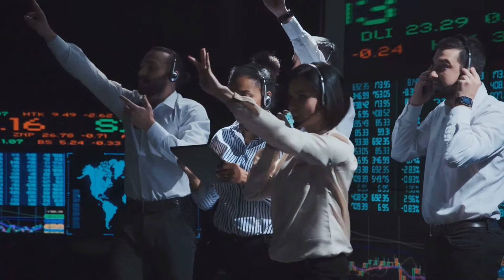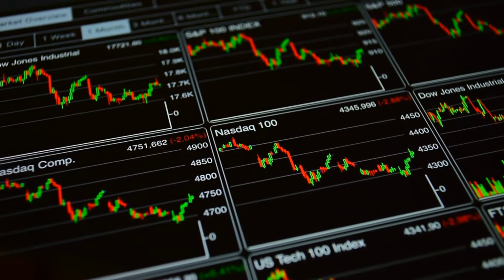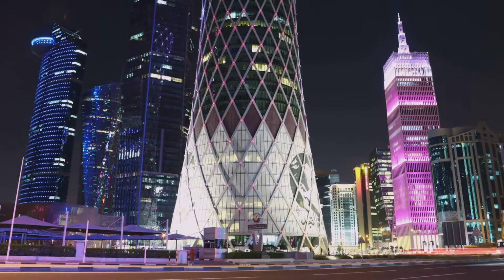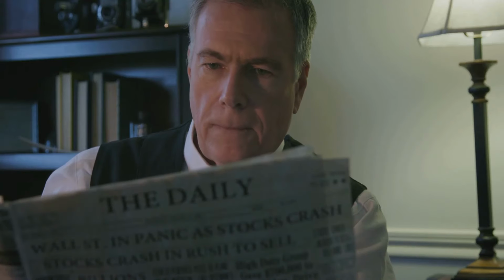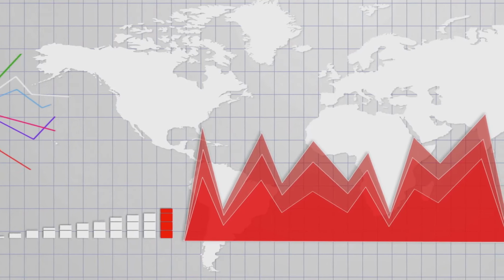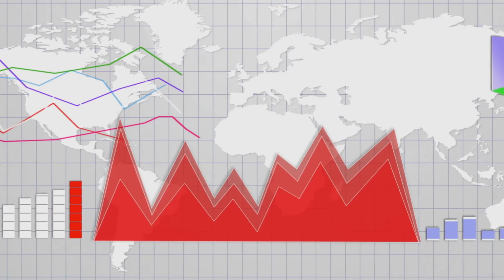The stock market is a captivating arena. It's where companies go public. Investors buy and sell shares of ownership. It's a place of immense wealth creation, but it's also a place of risk. Understanding the historical context is crucial. The stock market has witnessed incredible booms and devastating busts.